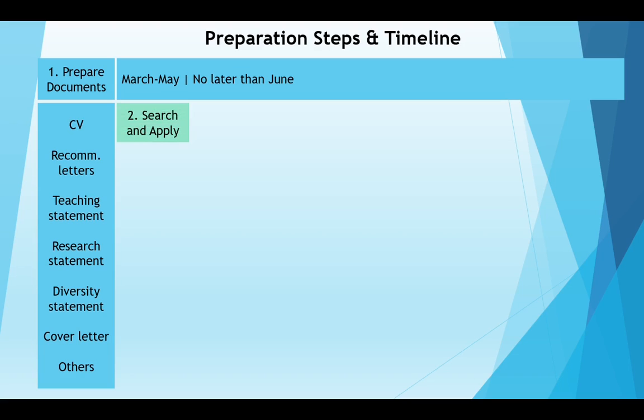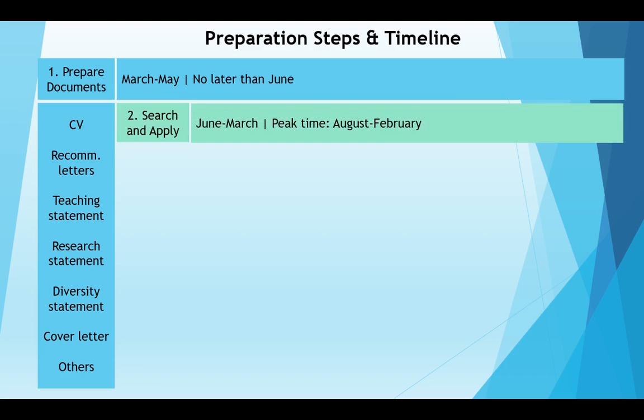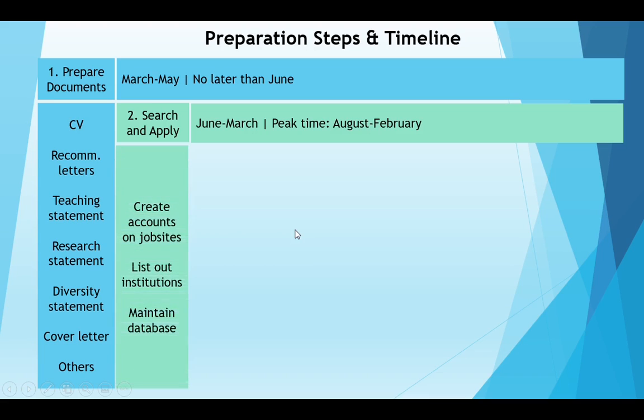Now step 2, search and apply. When do you start searching? You start searching from June to March. So you prepare your documents by May or early June, and from June to next year March, you will be applying. That's a good time duration, right? The peak time of submission of applications is August to February.